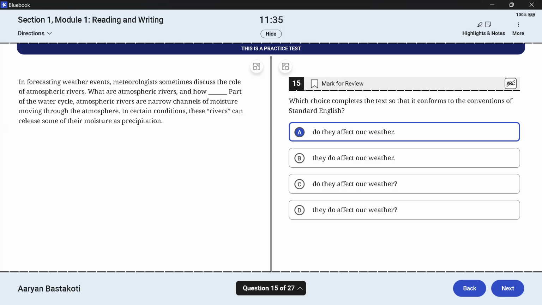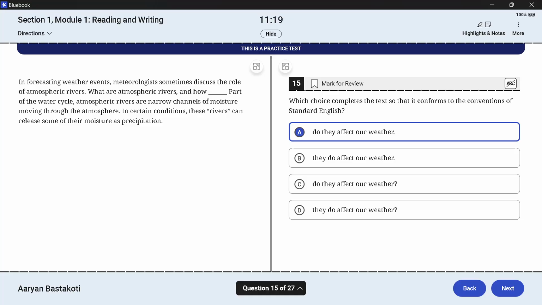Okay, in forecasting weather events, meteorologists sometimes discuss the role of atmospheric rivers. What are atmospheric rivers and how do they affect our weather?